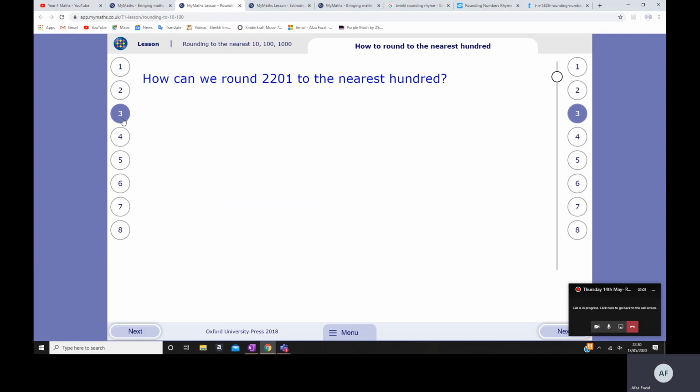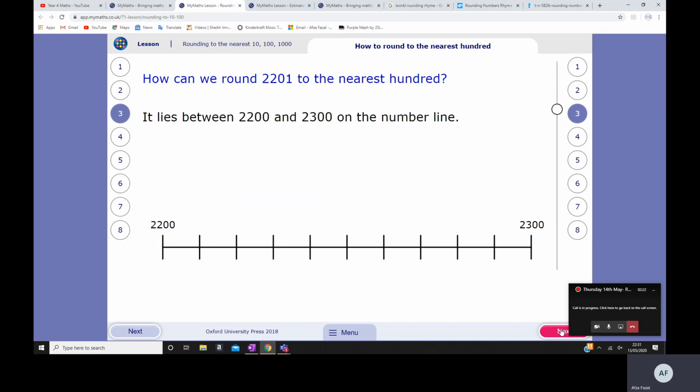How can we round 2,201 to the nearest 100? So the hundreds place value column is what you're looking at, and the tens. The hundreds place value will tell us which two numbers this number is in between. So it'll be between 2,200 and 2,300. Best way to do it is draw a number line. So as you can see, 2,200, 2,300. Halfway between is 2,250. 2,201 is there, so it's closer to 2,200.